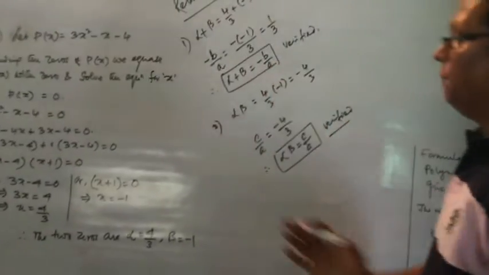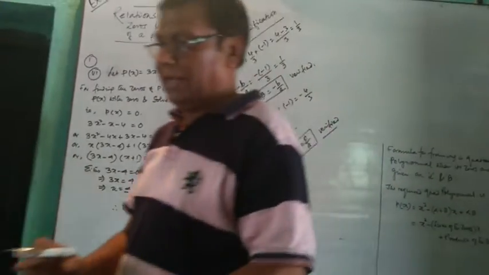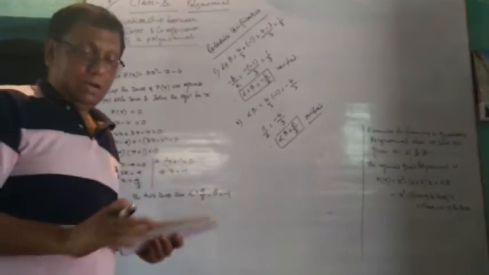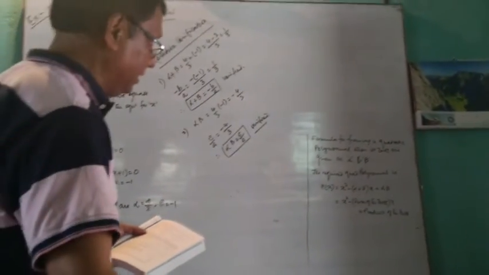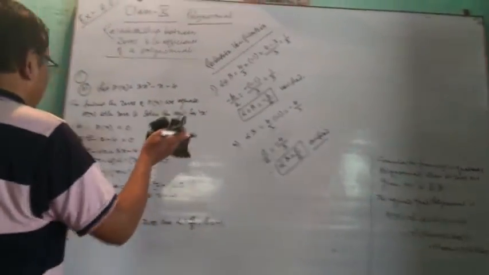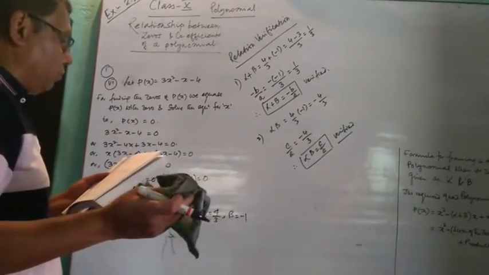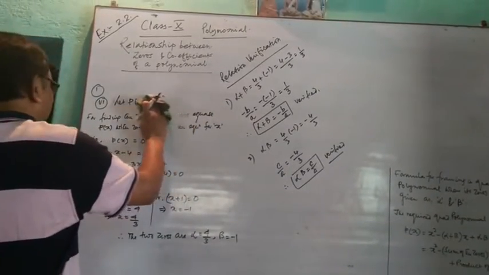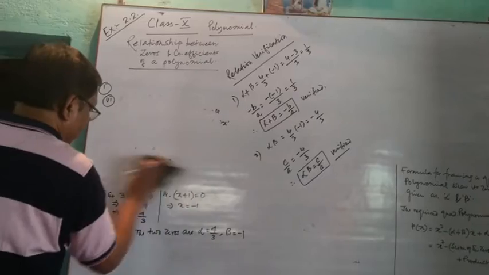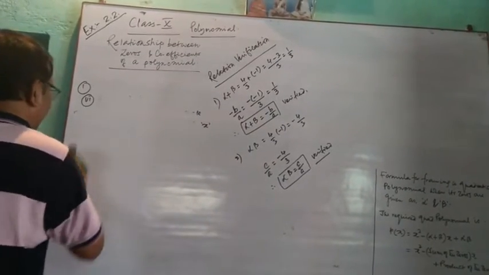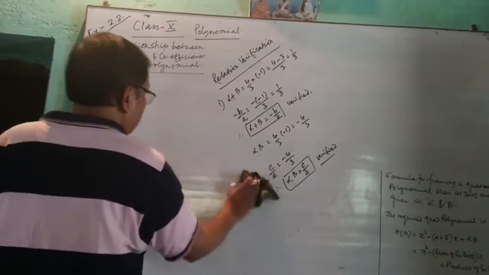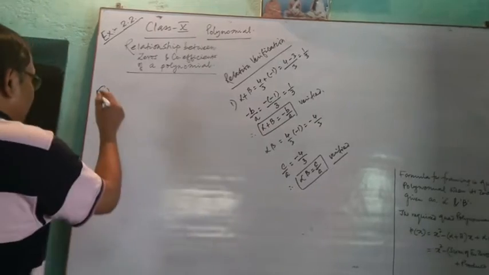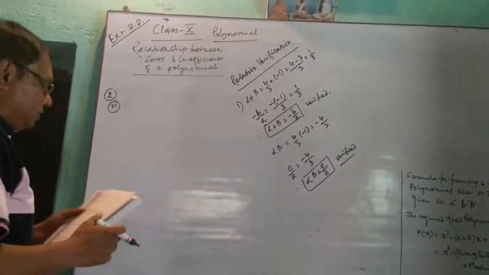In this way, we have to show the verification. We will calculate the two zeros and we will go for the relation verification. Now question number 2 we will discuss right now, and there are six questions. One question I will discuss for you, that is question number 6. You will do the rest of the questions in the same way. Students, I hope you are following me. In case of any doubt, feel free to ask me questions.